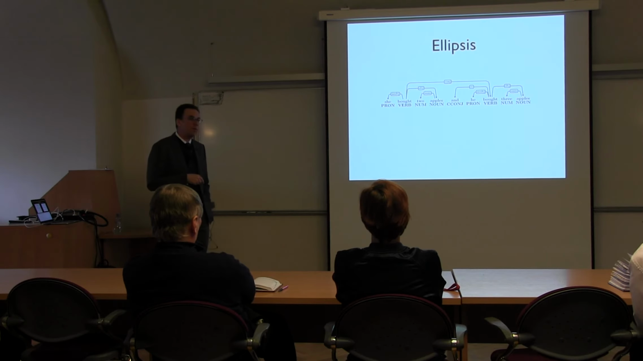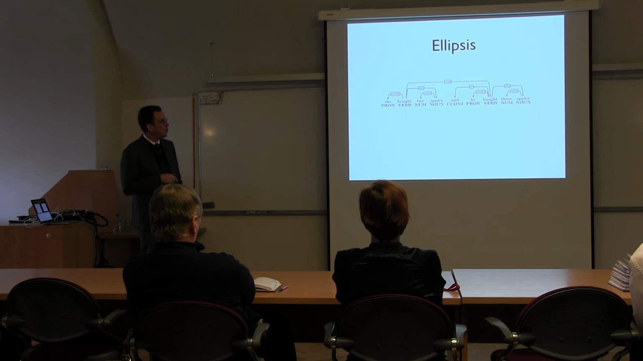So if we start from an example like "she bought 2 apples and he bought 3 apples," right? And then suppose we omit the second occurrence of apples. So we just say "she bought 2 apples and he bought 3." Now that's the second case that I had on the previous slides, where the head, apples, is elided and the numeral dependent 3 is left behind.